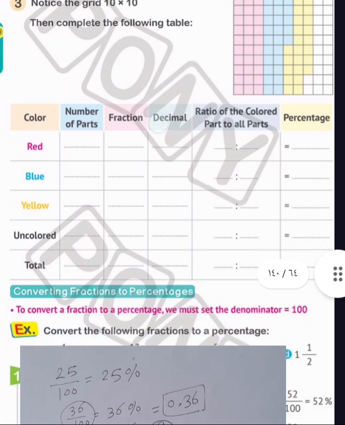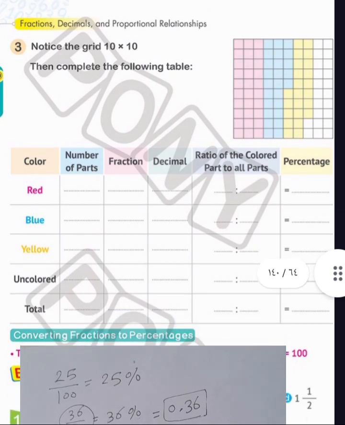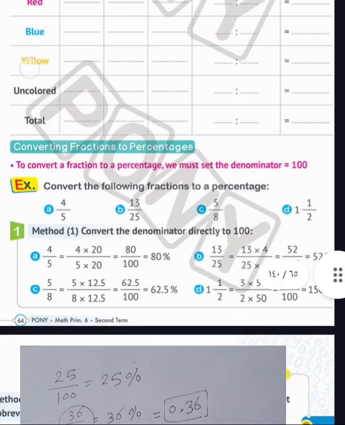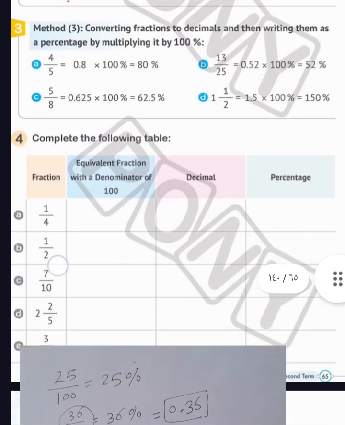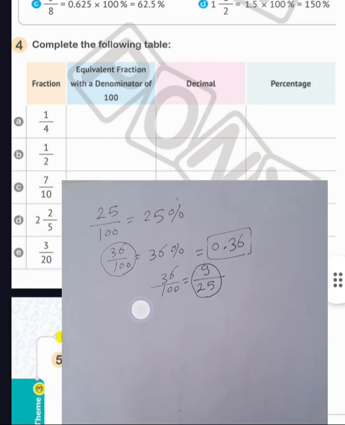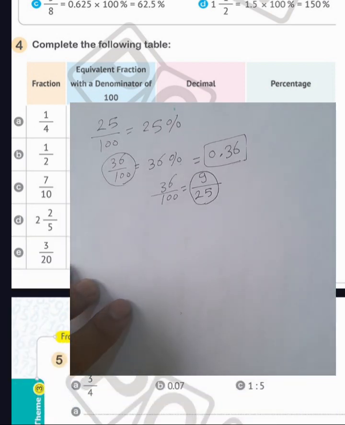Look at this table. We have 10 times 10 equals 100. You can convert the ratio between red and blue, count and find the simplest form. I will solve examples here. This table, okay, I will solve this table with you. Then you must pay attention to the steps.